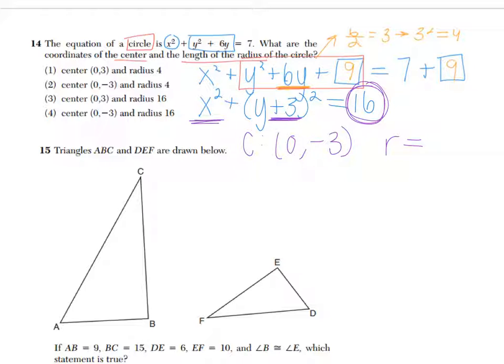For the radius, you always focus on this last number. This last number right here is currently standing for the radius squared. So I'm going to draw that off to the side so you guys can see it, r squared. So if 16 is r squared, that means our r is just 4. Therefore, looking at our choices, we need a center of 0, -3, so it's not this one or this one, and I need a radius of 4, so we are left with choice 2.